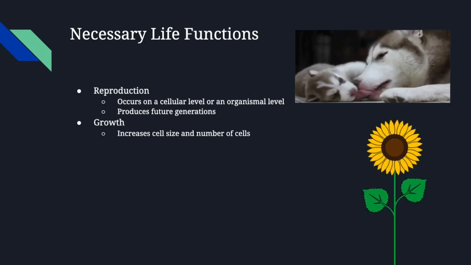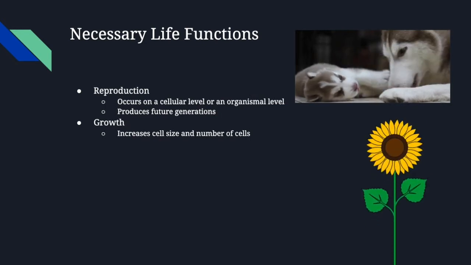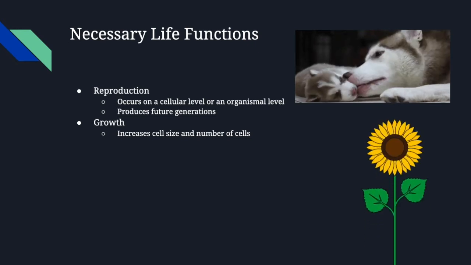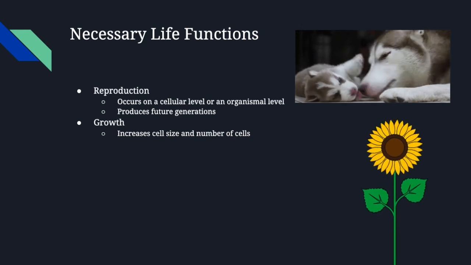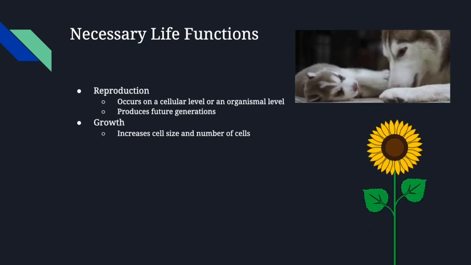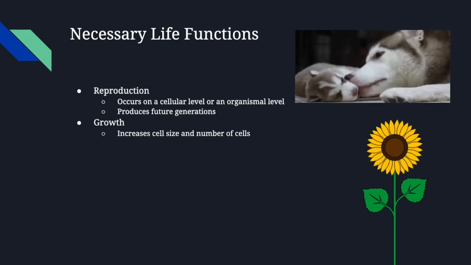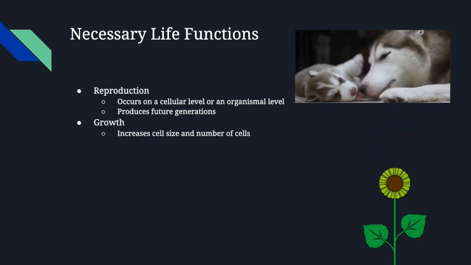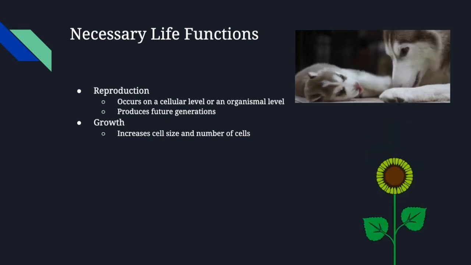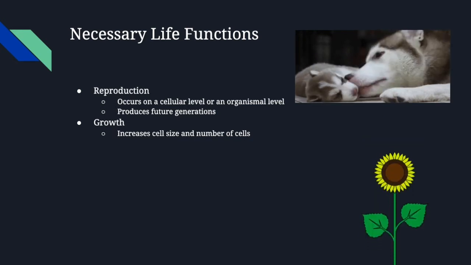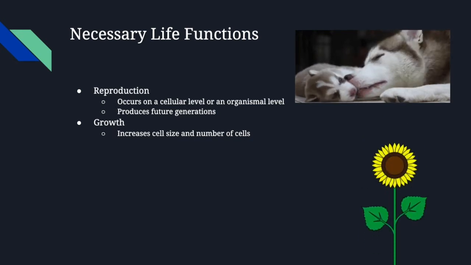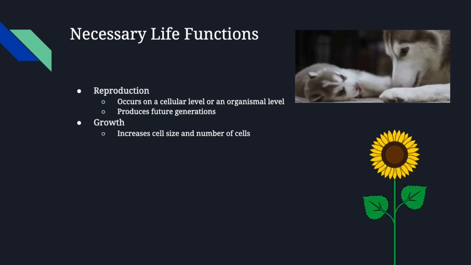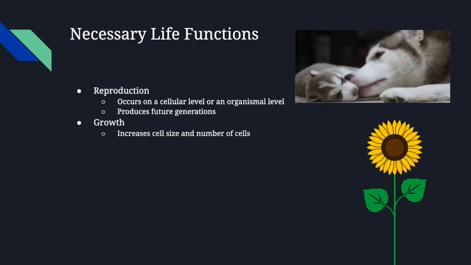And then our other two necessary life functions are reproduction and growth. Reproduction occurs on both a cellular level and an organismal level. On an organismal level, it helps produce future generations for humans, or any living thing that's not unicellular. But reproduction on a cellular level allows for growth, which is another necessary life function. Growth can happen in a couple of ways. Your cells can increase in size to a certain degree. And then as we grow, what really makes us grow is that we increase the number of cells that we have in our body.